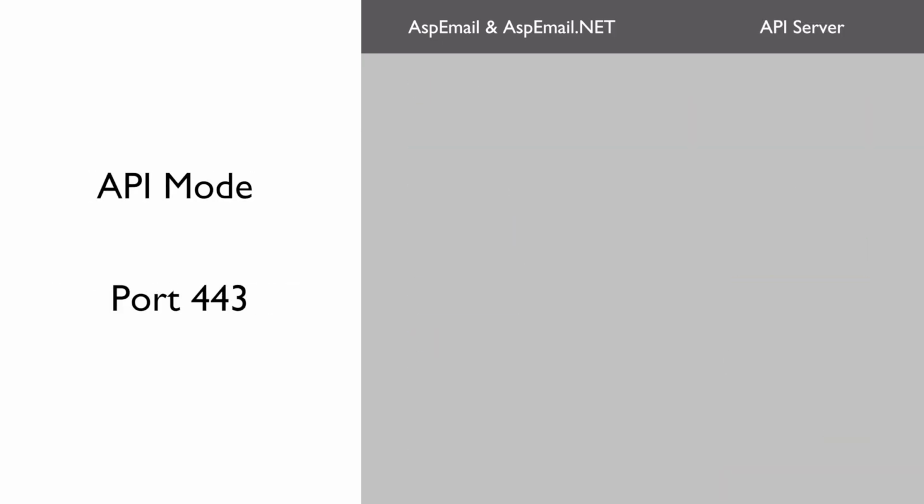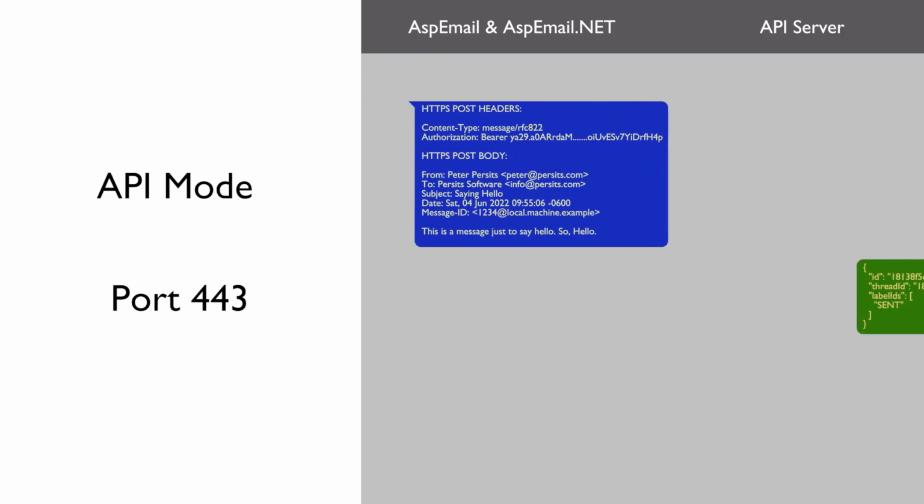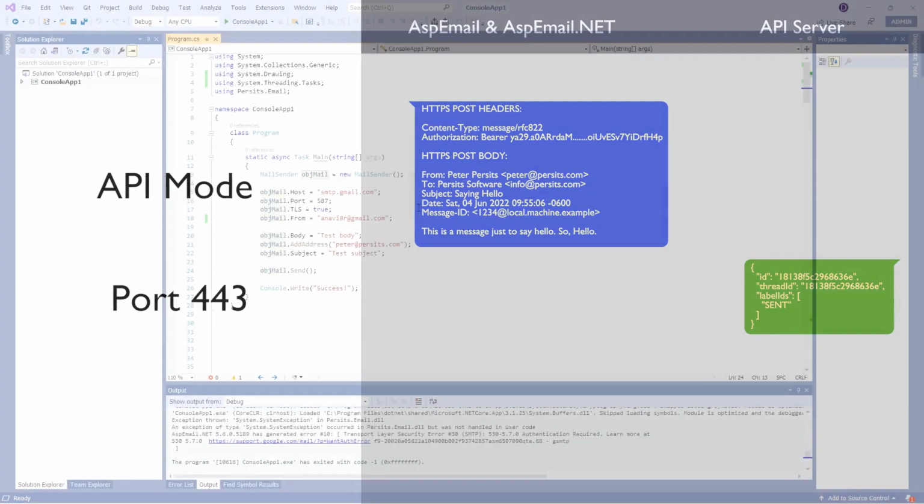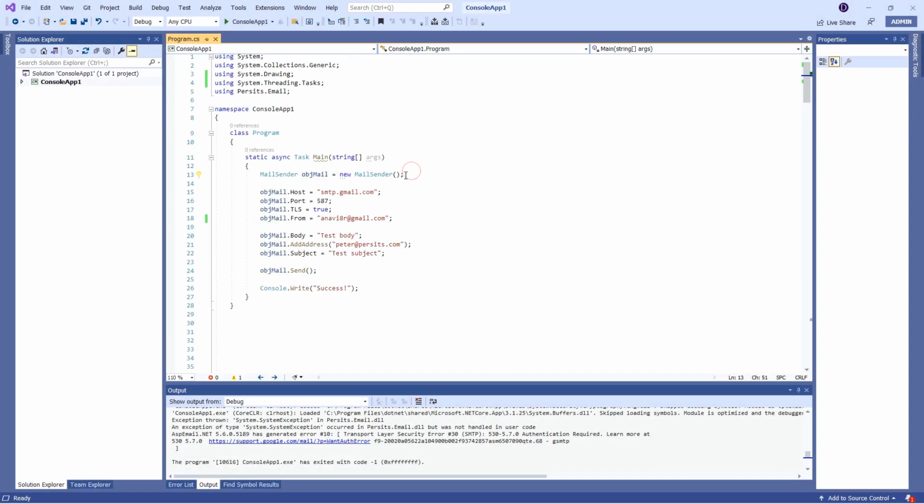In the API mode, ASP Email posts the entire message body, along with the authentication header, to the server's API endpoint, and receives a response in JSON format, as shown here. The authentication header must contain the oAuth access token. To be able to send email with the help of ASP Email on behalf of a Gmail user account, we need to obtain an oAuth access token.